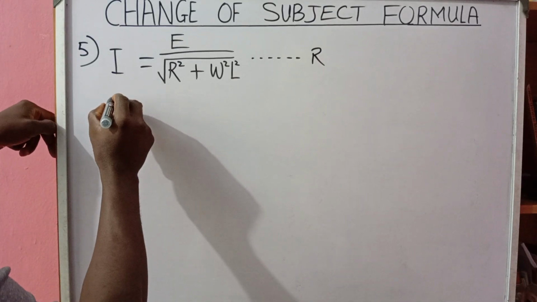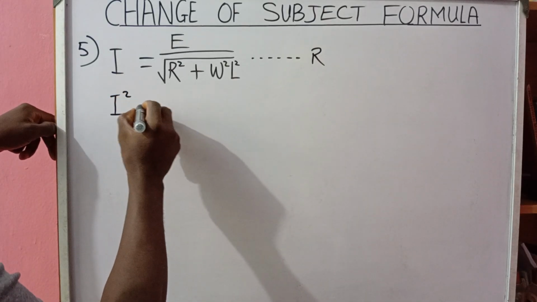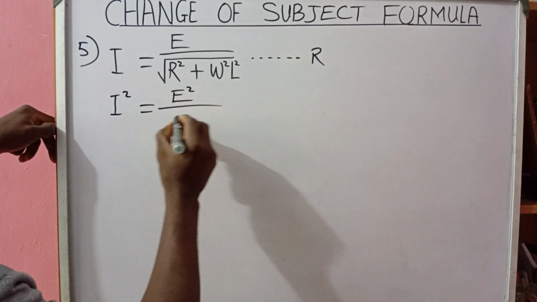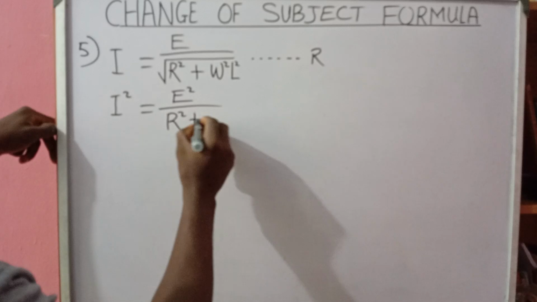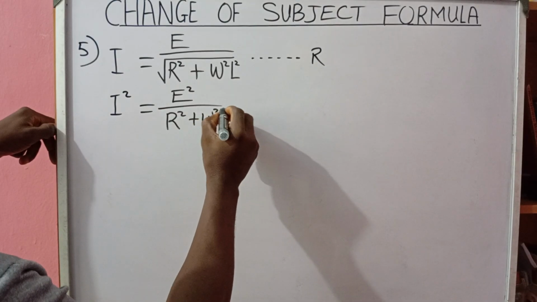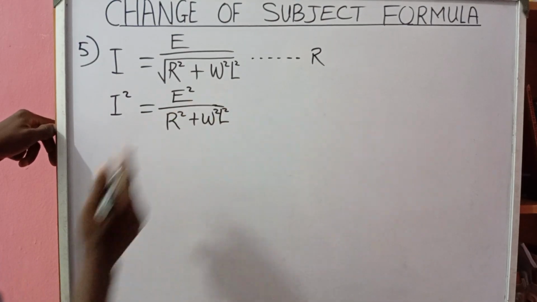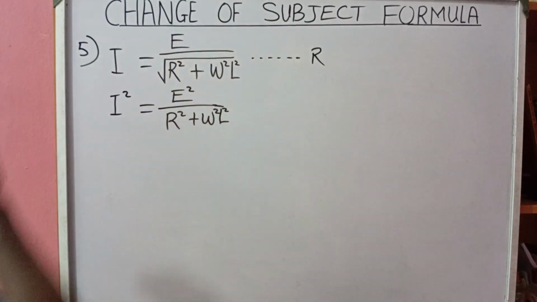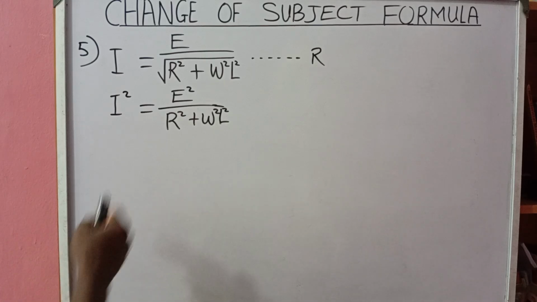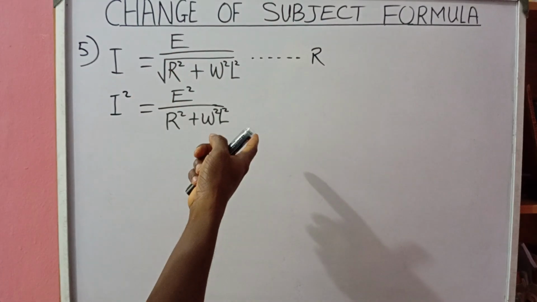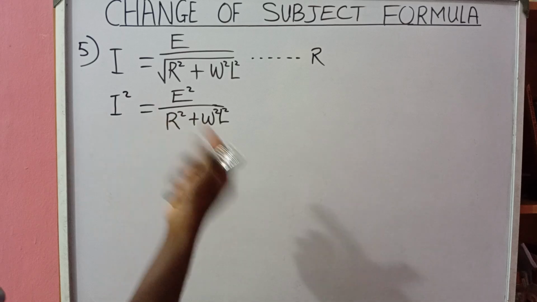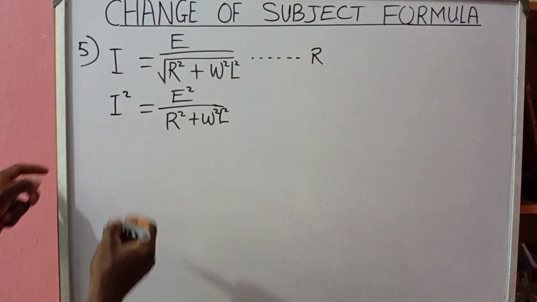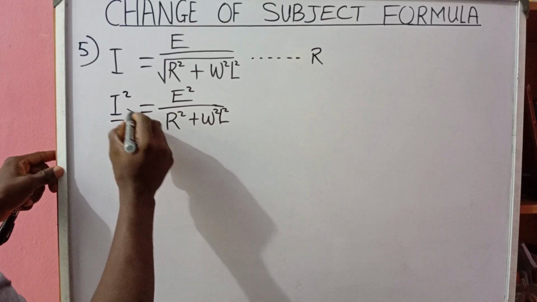By so doing, we have I squared equal to E squared all over R squared plus W squared L squared. That is how to do away with the square root that we have here. So remember, when you have square root, you apply square. If you have square, you apply square root. Now, let's make R the subject of the formula. The next thing we are going to do is to cross multiply.